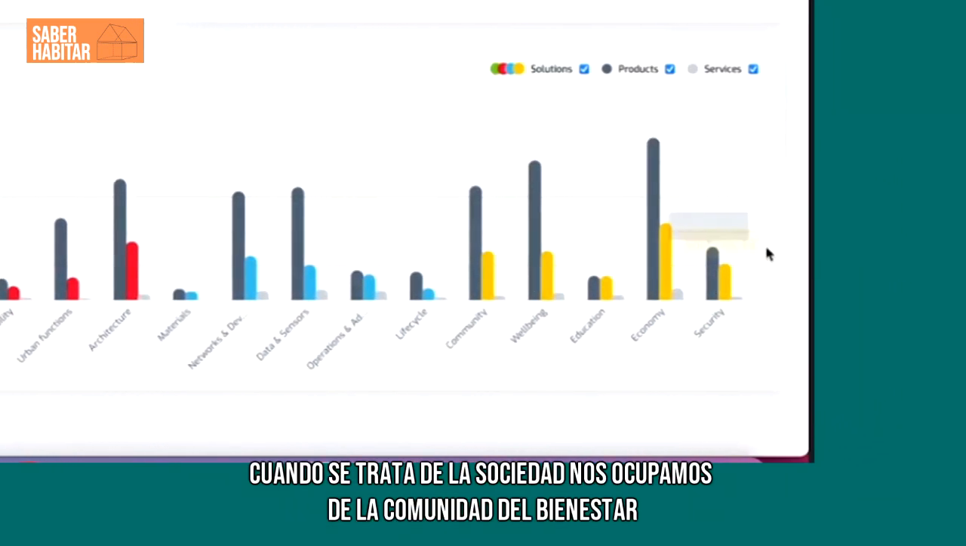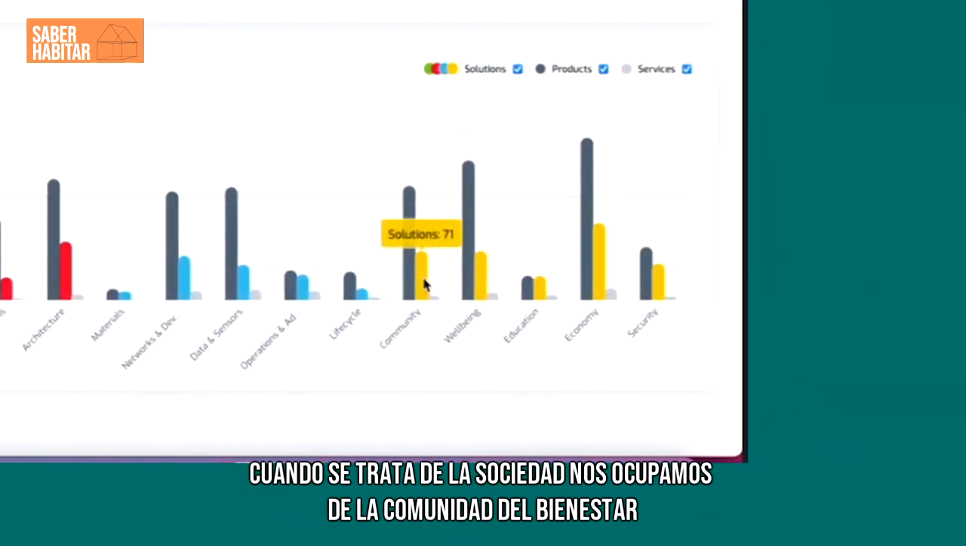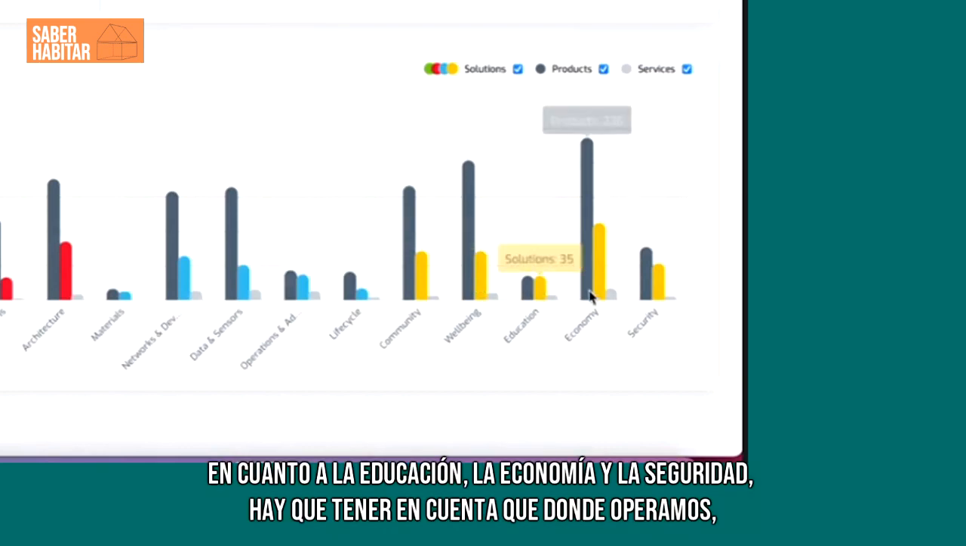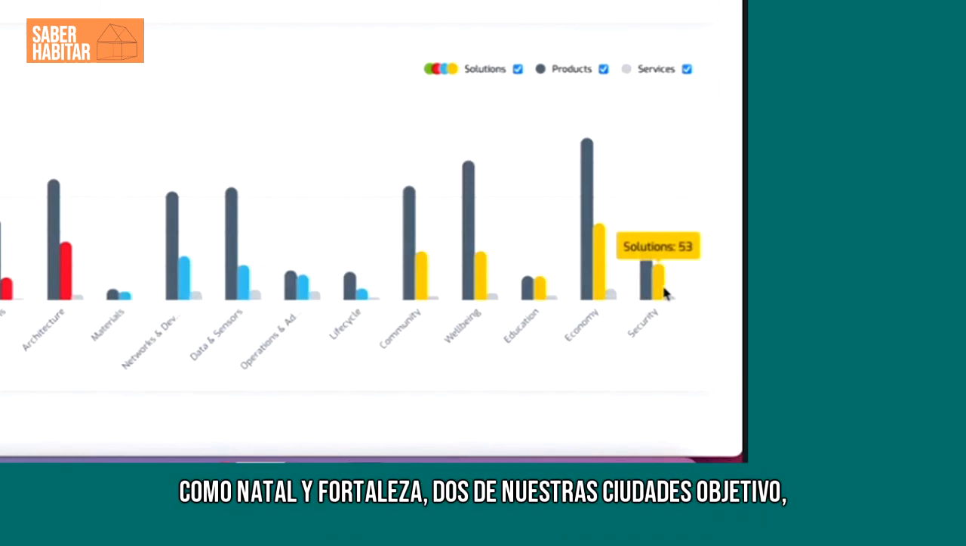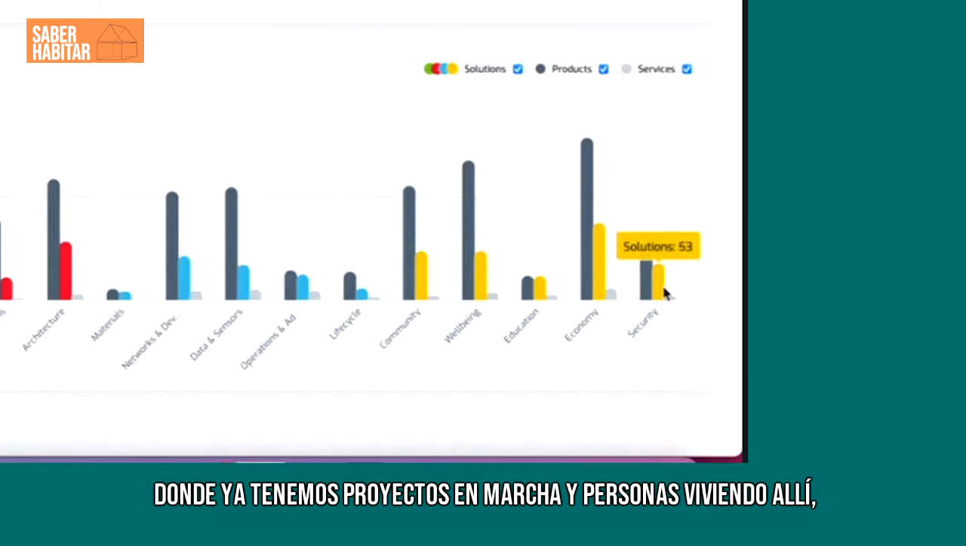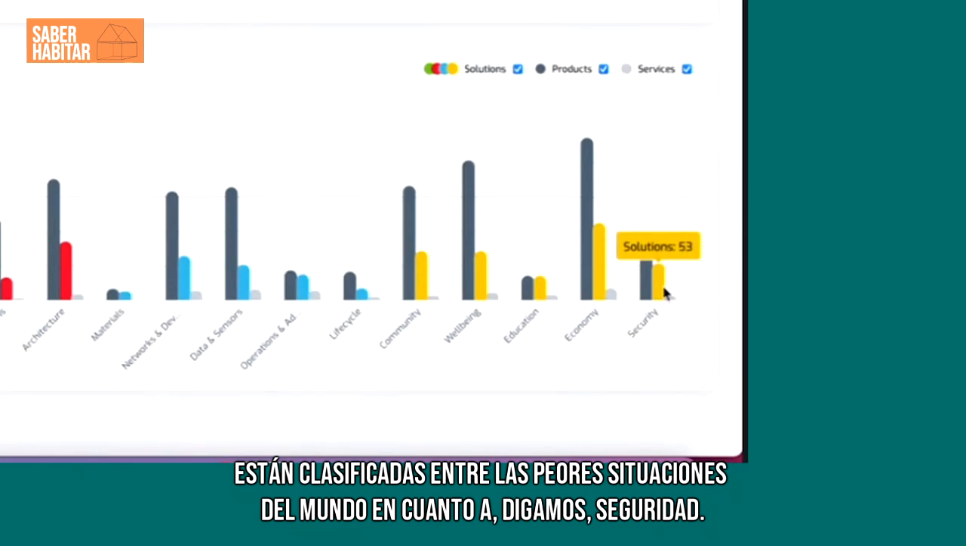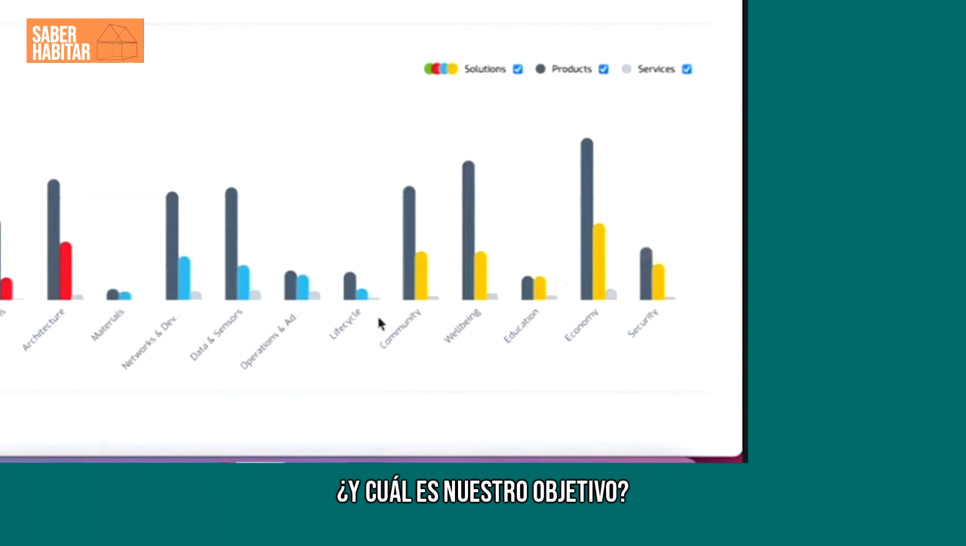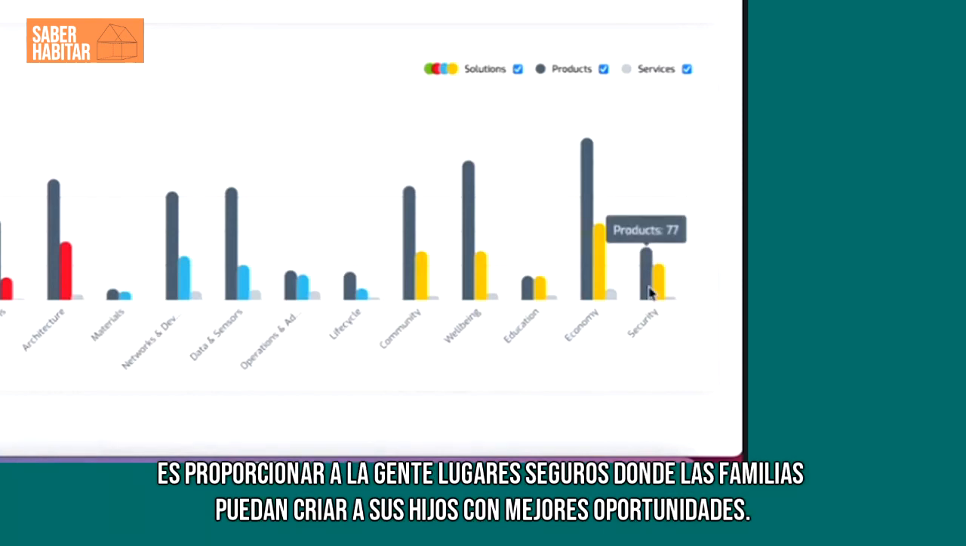When it comes to the society, we take care of the community, of the well-being, of the education, of economy, and also about security. You have to keep in mind that where we operate, like Natal and Fortaleza, these are two of our target cities where we already have projects in place and people already living there. They are ranked among the worst situations in the world according to safety and security. So our goal is to provide people with safe and secure places where the families can raise their children with better opportunities.